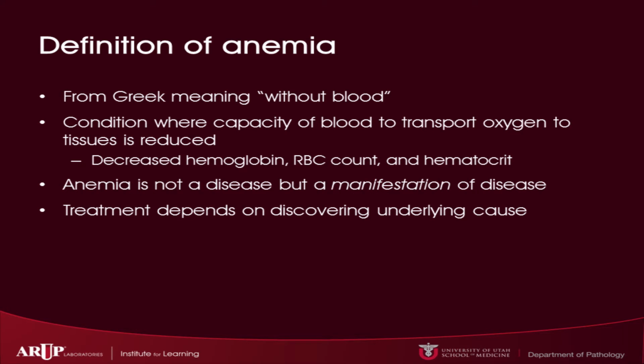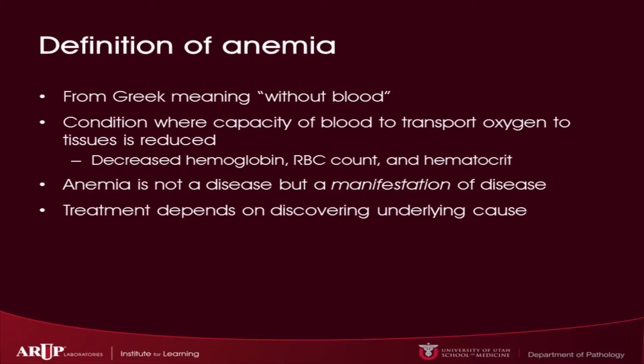And it's defined by decreased hemoglobin, RBC count, and hematocrit. Most of the time these are the first three parameters in the CBC, and we use all three in our definition of anemia. Sometimes you'll see that only the RBC count is decreased. Sometimes only the hematocrit might be decreased as an individual parameter.